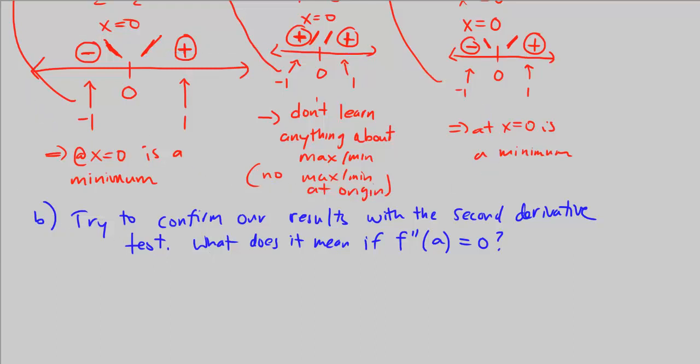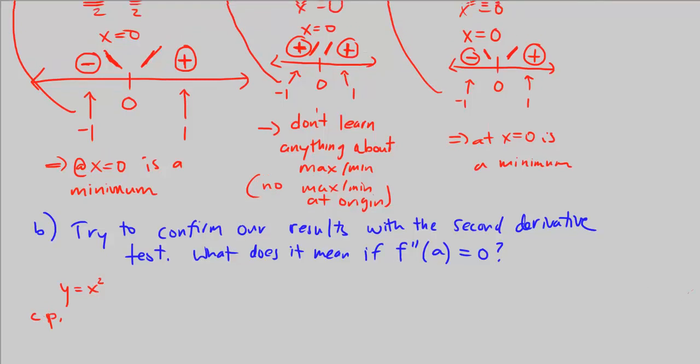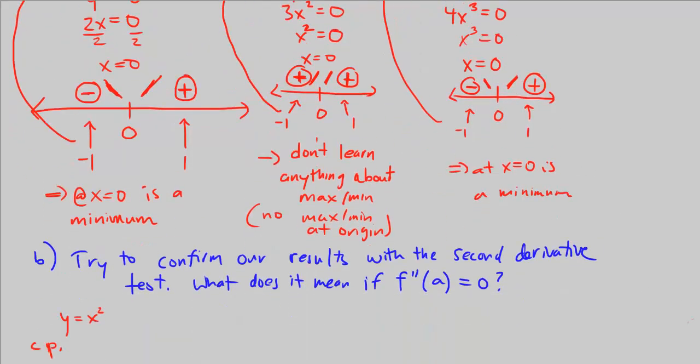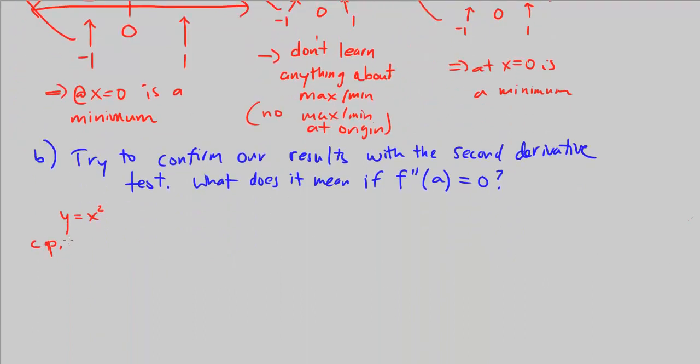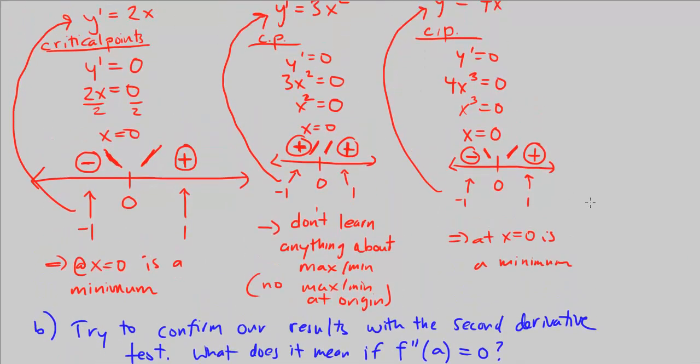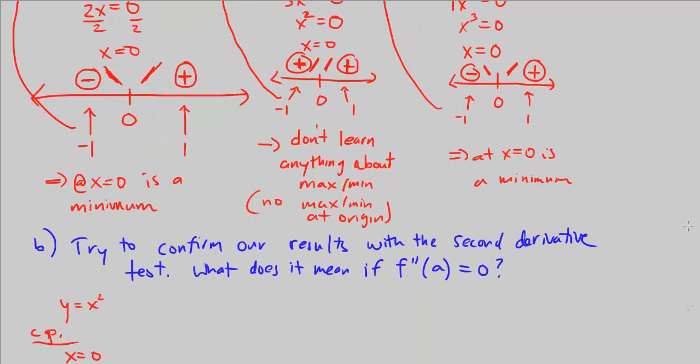So let's go ahead and start with y is equal to x squared. We already found our critical points, up here. They're all where x is 0. So I'm going to just say critical points are at x is equal to 0. So then we go ahead and look at y double prime. So y double prime is taking the derivative of 2x, which is 2, right?